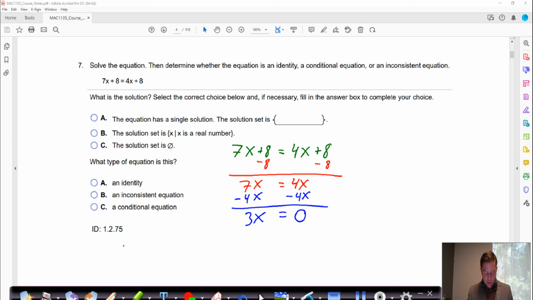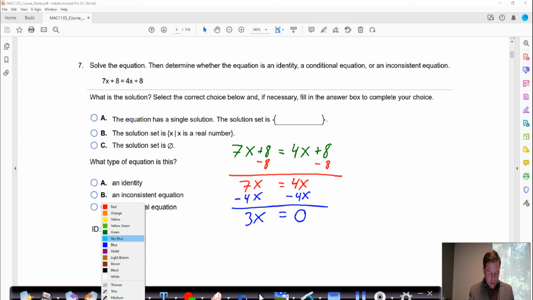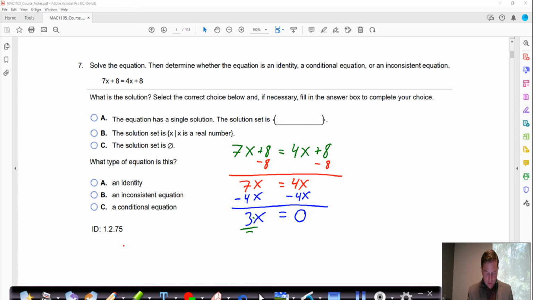Okay, 3x equals 0. We're not quite done. Let's solve for x. 3 is being multiplied into x, so to get rid of it, we divide by 3. But if I divide the left by 3, I have to divide the right by 3. These 3's cancel. I'm left with 1x. Equal sign drops down.